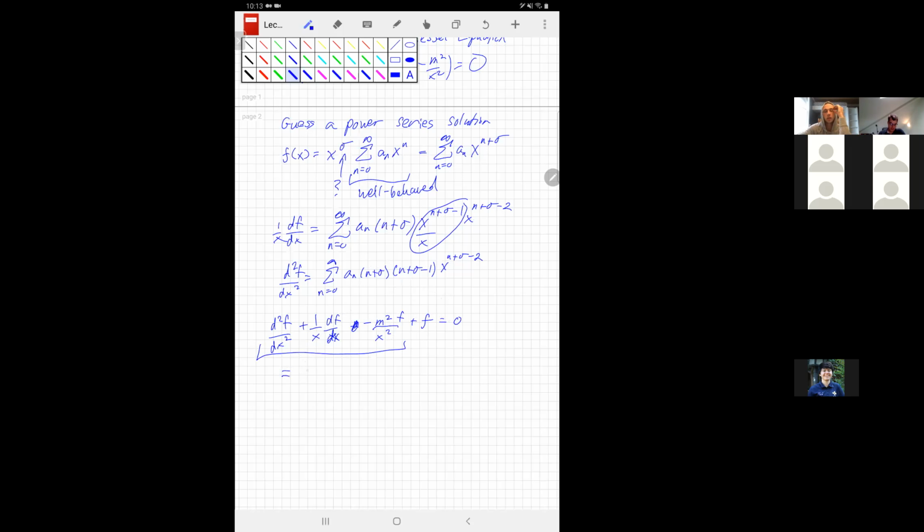When I put all of that together, I get the sum from n equals 0 to infinity of a_n times a giant mess, a_n times n plus sigma minus 1 times n plus sigma plus n plus sigma minus n squared, x to the n plus sigma minus 2, plus the sum from n equals 0 to infinity of a_n x to the n plus sigma. Any questions at this point?